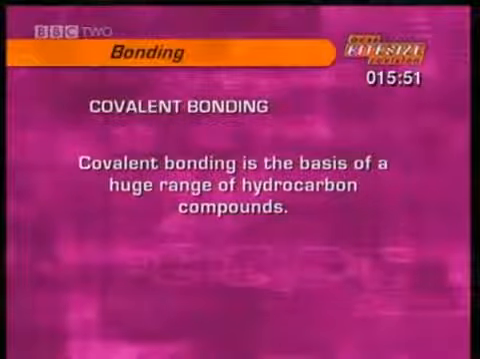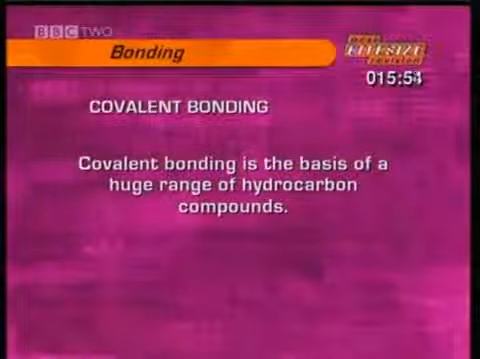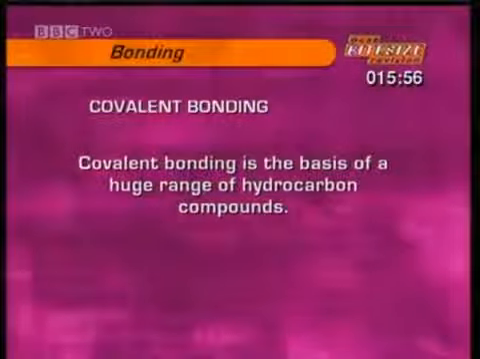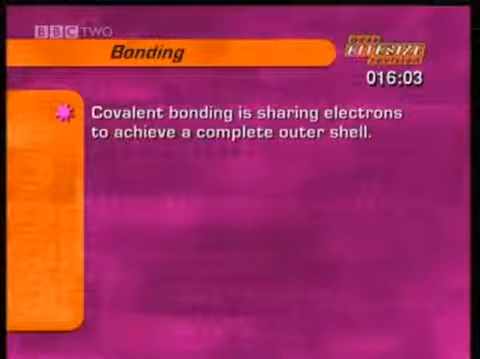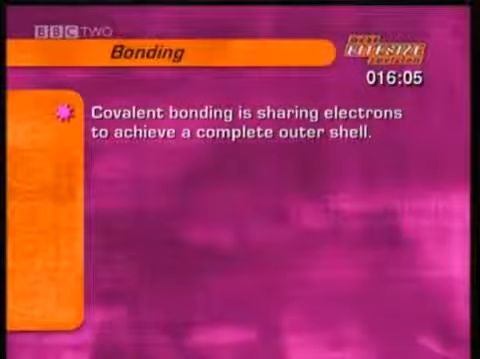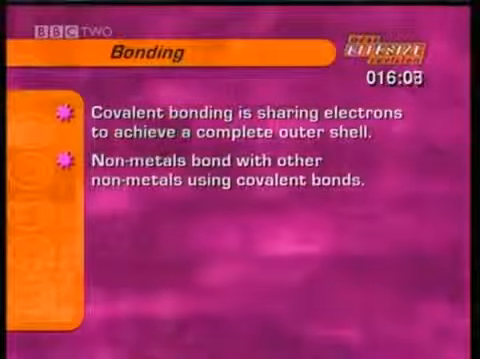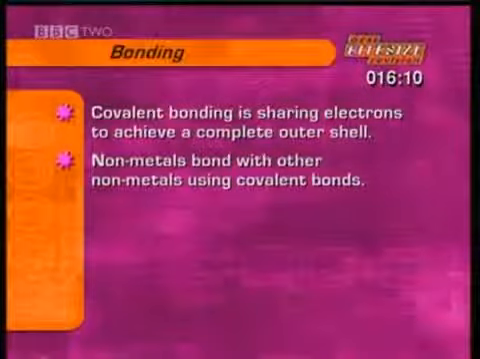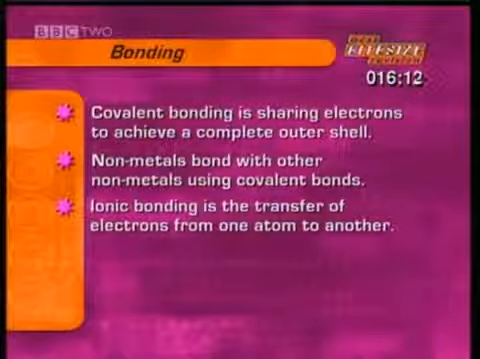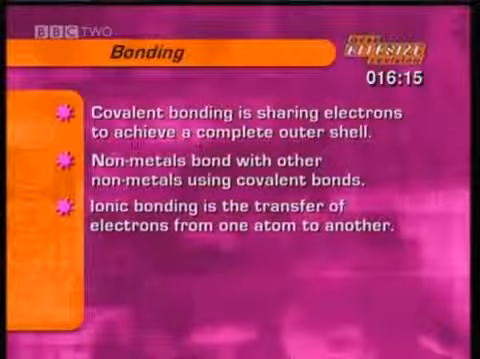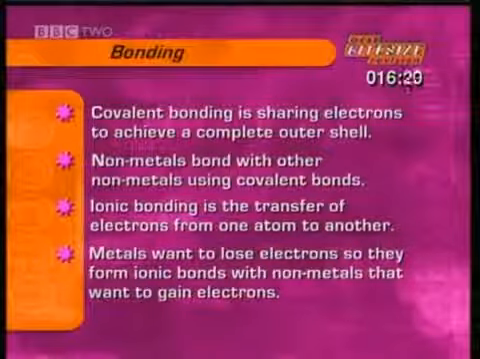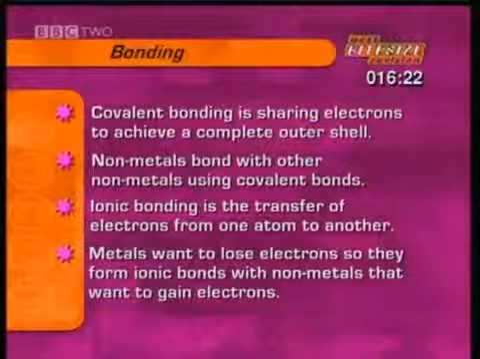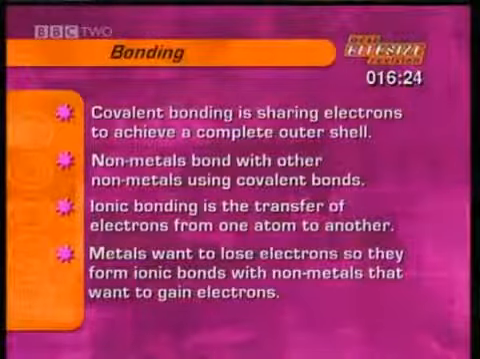In the clip, we saw how methane is made, but covalent bonding is the basis of a huge range of hydrocarbon compounds. Remember, covalent bonding is the sharing of electrons between atoms, so they all achieve a complete outer shell. Nonmetals bond with other nonmetals using covalent bonds. Ionic bonding is the transfer of electrons from one atom to another. Metals want to lose electrons, so they form ions and ionic bonds with nonmetals that want to gain electrons.